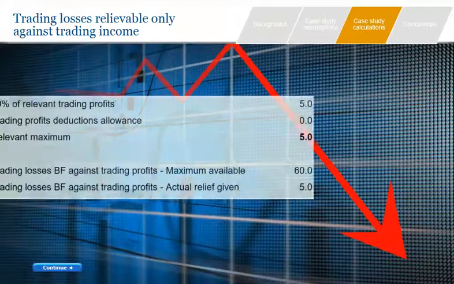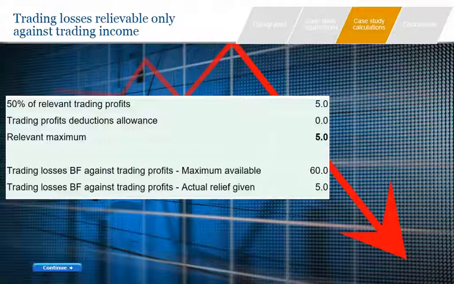We will now look at each of the CILR restrictions in turn, starting with that for trading losses relievable only against trading income. As already mentioned, these are pre-1st April 2017 losses, or post-1st April 2017 losses that do not meet the full range of conditions for a deduction against total profits. Post-1st April 2017 losses that do satisfy the conditions for relief against total profits would fall within section 269ZD, restriction for relevant deductions. The starting point is 50% of relevant trading profits.